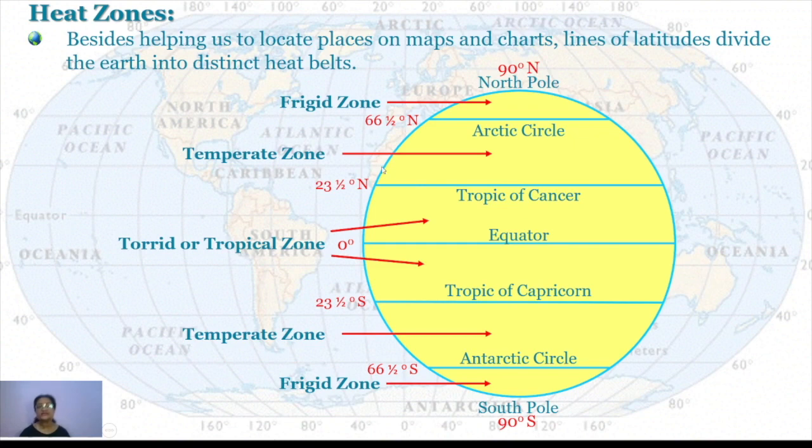Then the next one is the temperate zone. The temperate zone which lies in the northern hemisphere is called the north temperate zone. The temperate zone which lies in the southern hemisphere is called the south temperate zone.